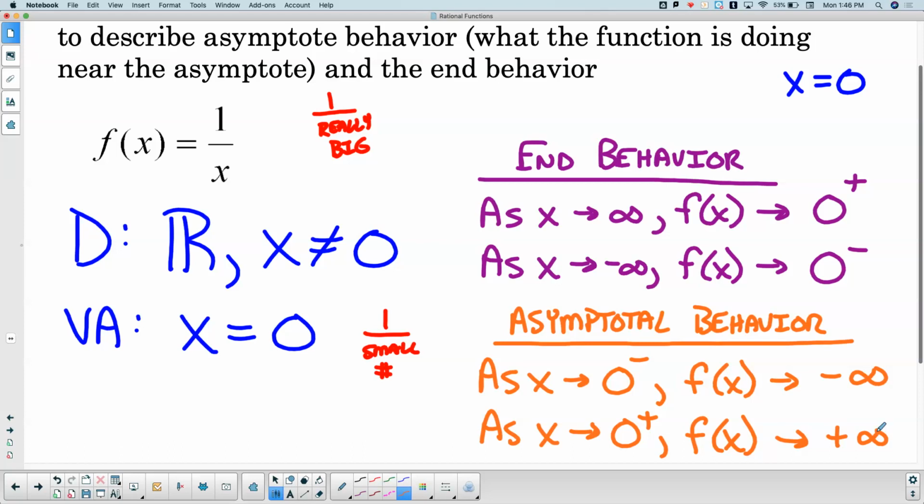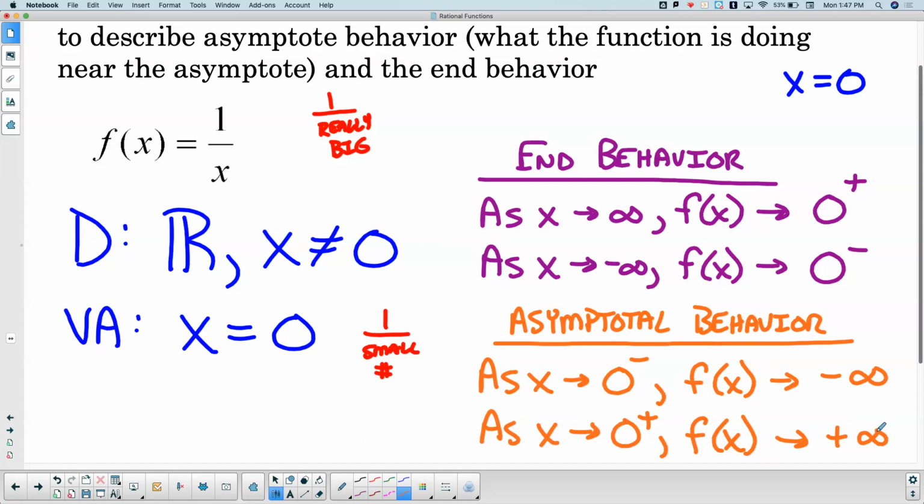There are 6 answers to this one problem: domain, vertical asymptotes, the 2 end behaviors, and the 2 asymptotal behaviors. Questions on this stuff? Making you think. It's all logic. And it'll get easier after Thursday, because on Thursday you'll have the picture and you'll just be able to say, oh, goes to this, goes to that, goes to this, goes to that.